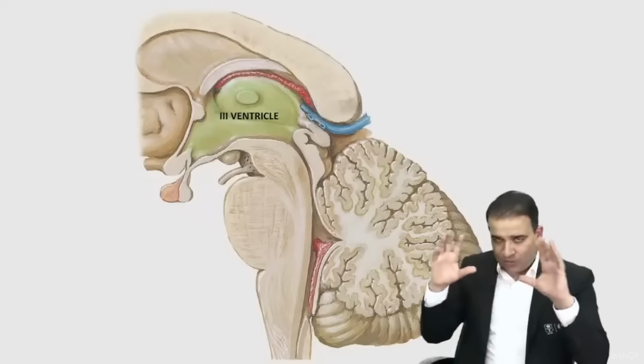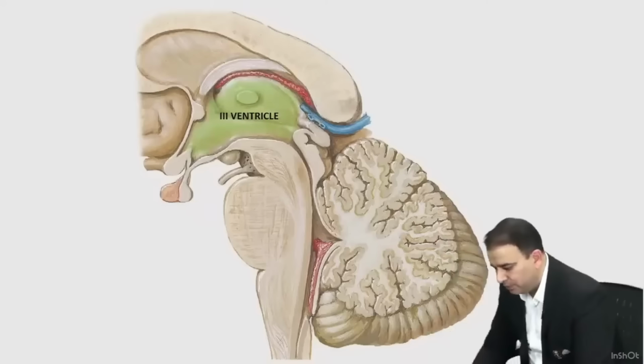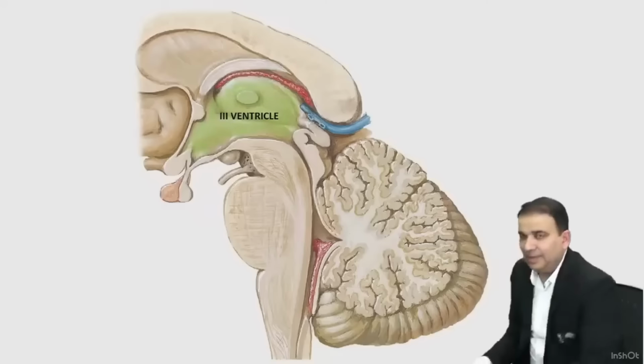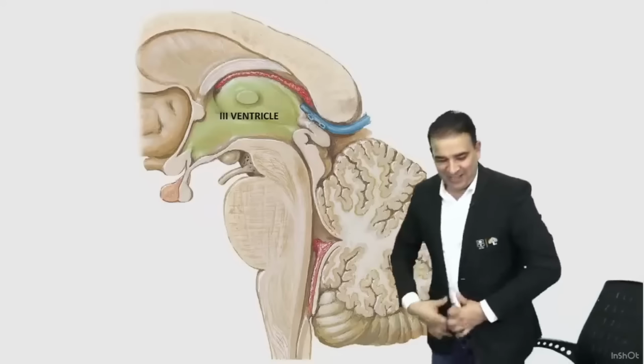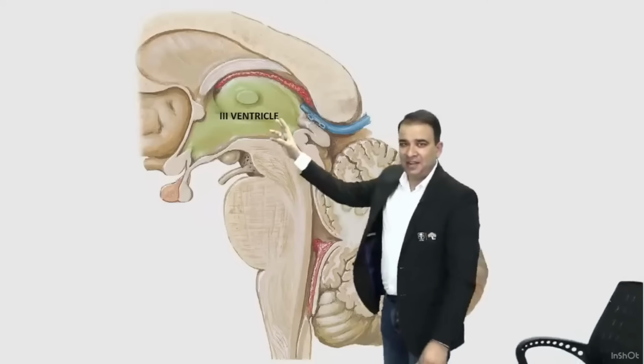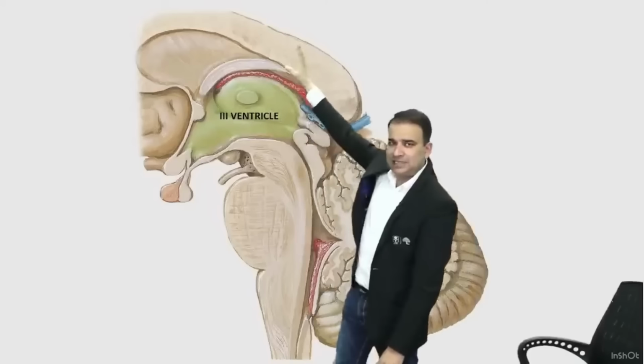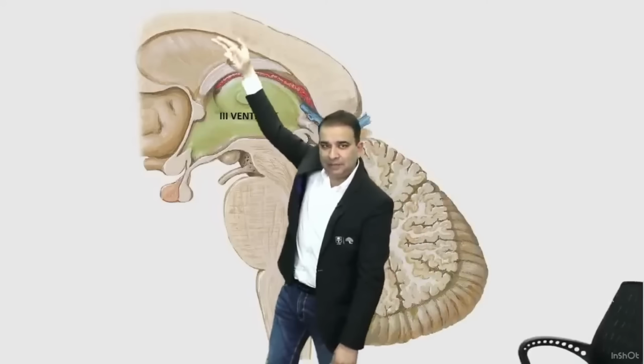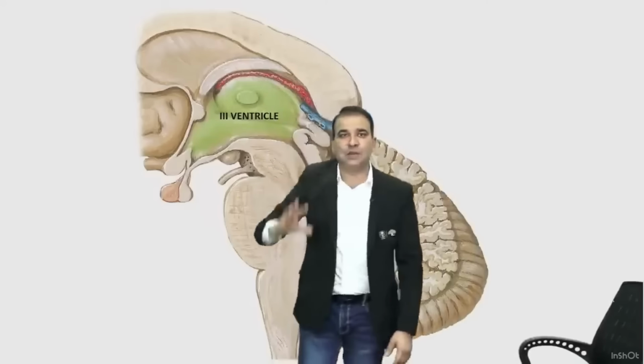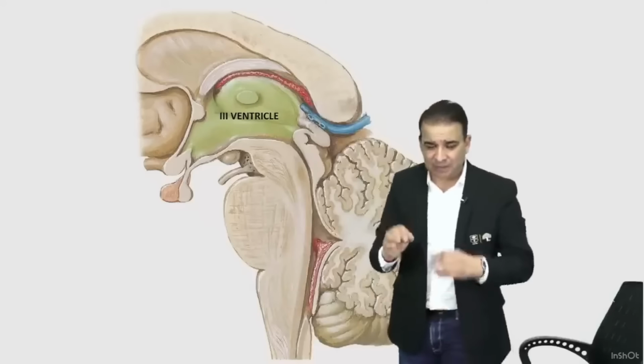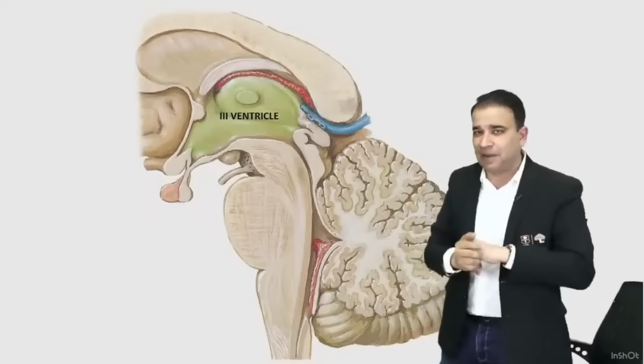Now let's look at this from the 3rd ventricle point of view. What you see, guys, is the third ventricle here. This is the corpus callosum. Let's start from here. That is the corpus callosum, and this septum which is present below the corpus callosum is the septum pellucidum. It's a thin septum which is basically separating the two lateral ventricles.